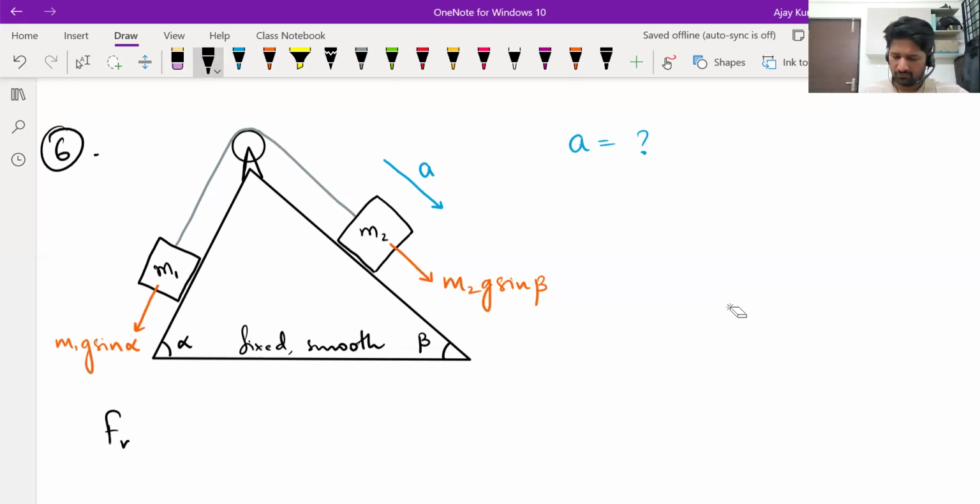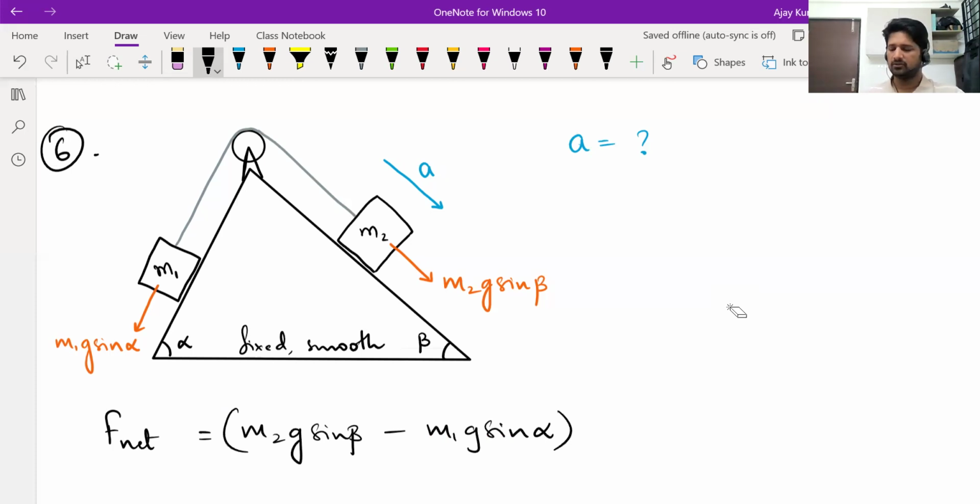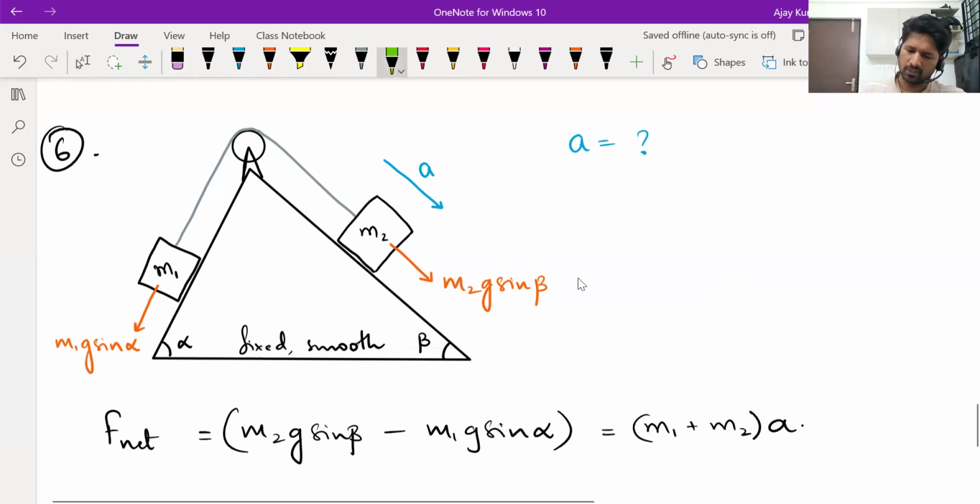Net accelerating force will be m2g sine beta minus m1g sine alpha, since they are trying to do the exact opposite things. And the resultant of these two, or the combined effect of these two, has to accelerate both the blocks. So (m1 plus m2) into a. That's all, you'll get a. You can solve this using the usual method also if you want.